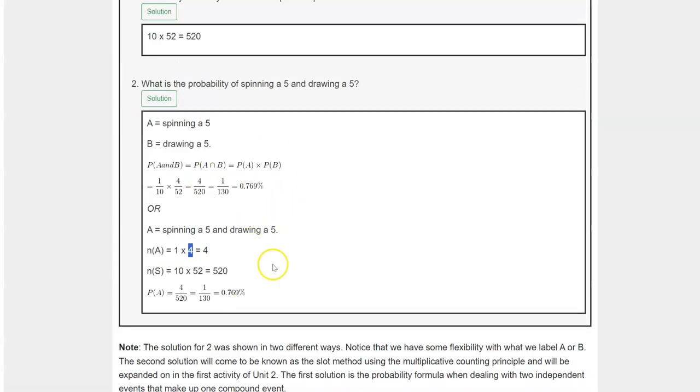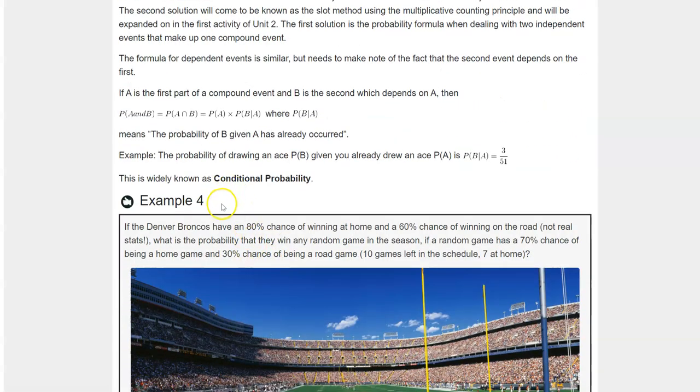If they don't have anything to do with each other, it's independent. If they do have something to do with each other and it's dependent, we have something which we call conditional probability. So conditional probability or dependent probability: once something happens, it affects the next thing.